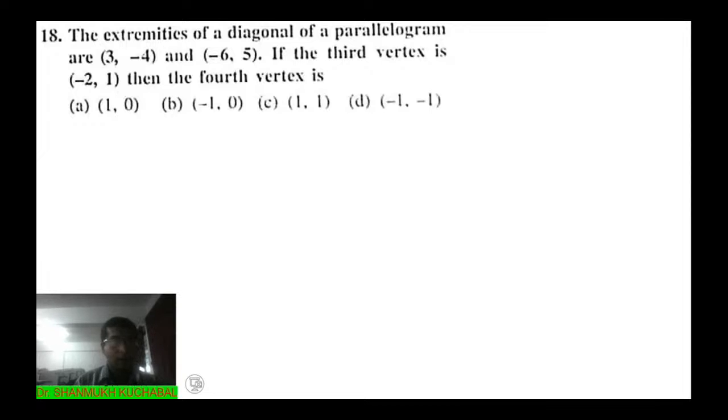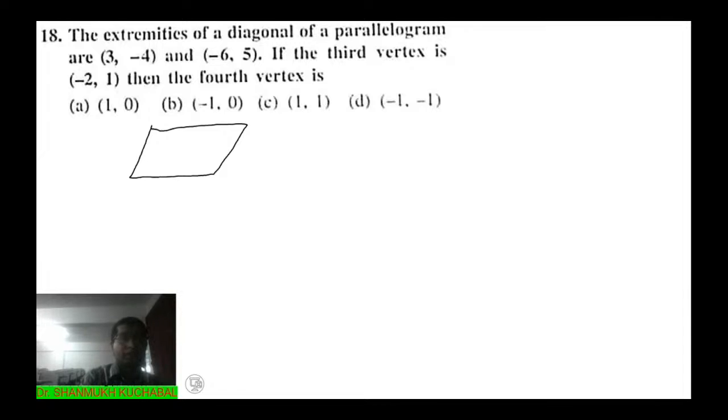Next example: the extremities of a diagonal of a parallelogram are 3 comma minus 4 and minus 6 comma 5. If the third vertex is minus 2 comma 1, then the fourth vertex we need to calculate. So first we'll draw a diagram. 50% of a solution is complete once we do it.